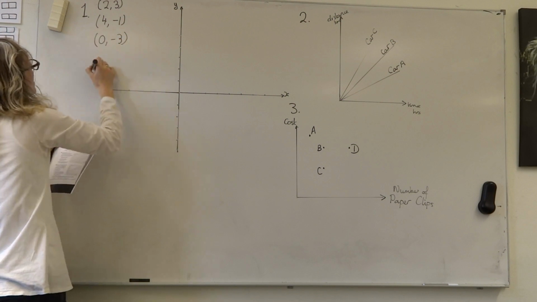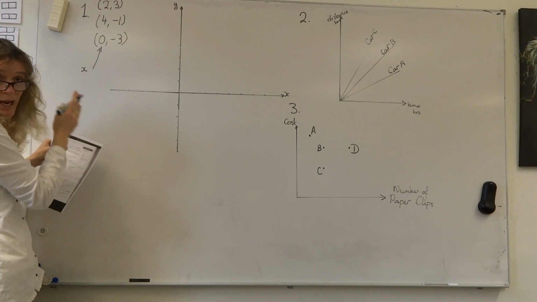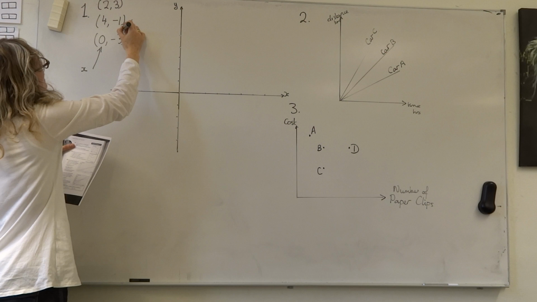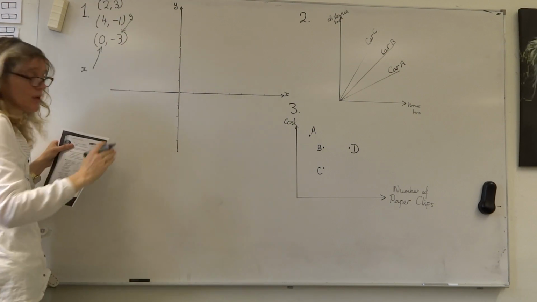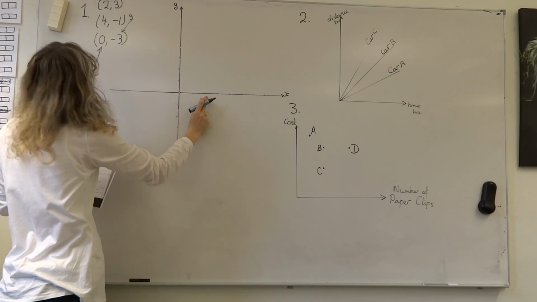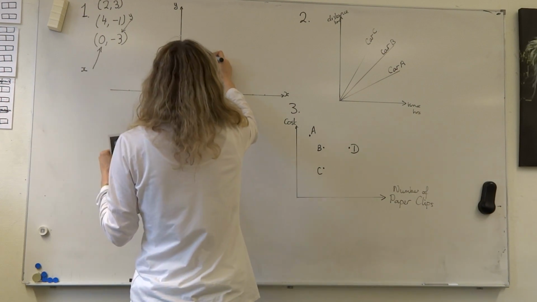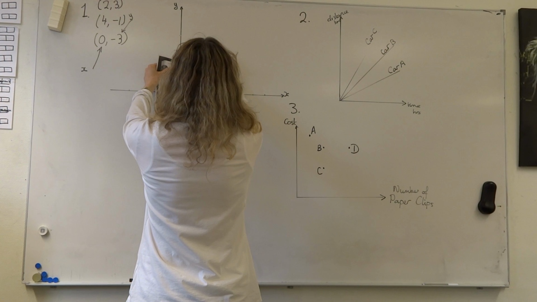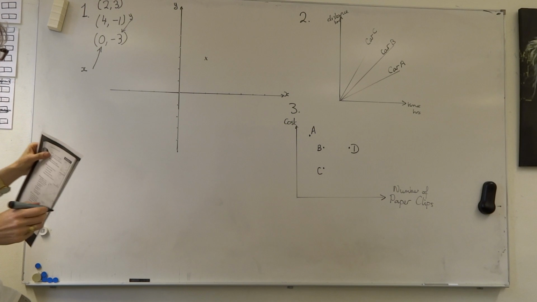Remember that the first one after the bracket is always the x-coordinate, how far along do we go? And the second one is always the y-coordinate, how high up or down. So we start by looking at the x-coordinate, which is 2: 1, 2 across, and 3 up, 1, 2, 3. So we get a point here. That's one of the corners of our square.